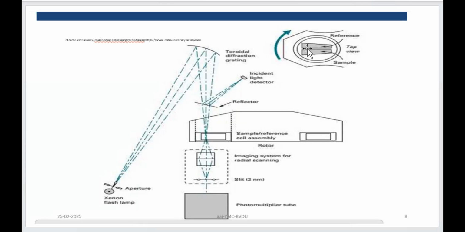So reference is for the volume, the distance, the radial distance, all these things need to be characterized for the given system. So that is the reference, and this is the sample chamber. So if you take the cross section of the cell of an analytical ultracentrifuge, you will see such two parts in the cell. One is reference, another is sample.